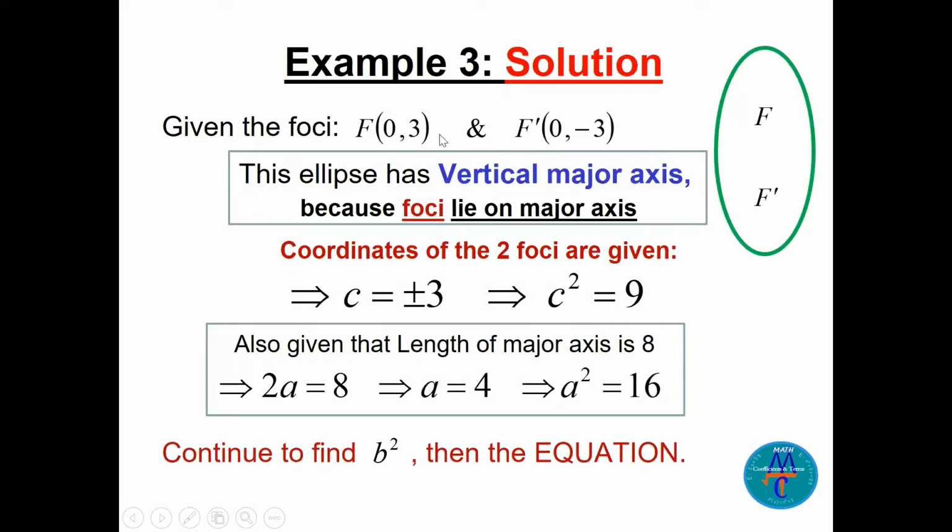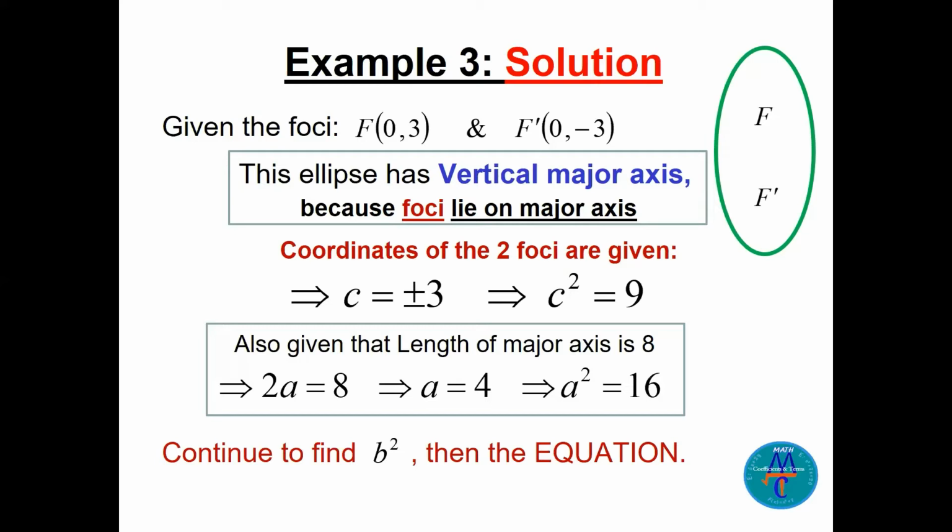Since we have the foci (0, 3) and (0, -3) here on the y-axis, we can imagine that the ellipse will have a vertical major axis. Remember here I said foci lie on the major axis. You can remember this always, guys. Simple, nice, easy sentence: foci lie on the major axis for the ellipse.